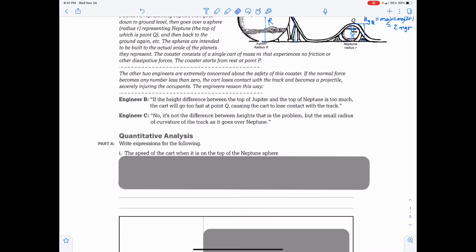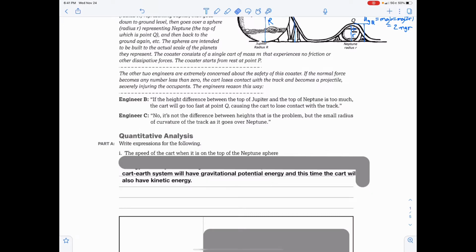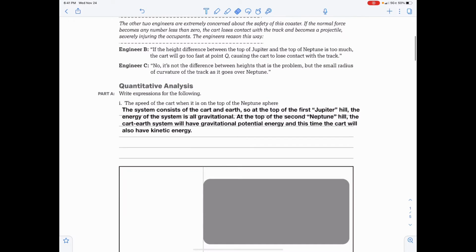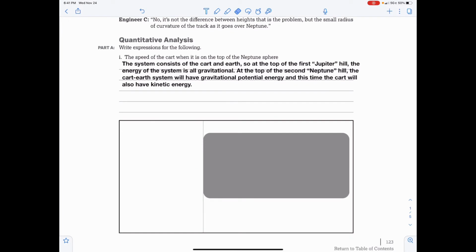So to summarize this, in part A1, the speed of the cart when it's on top of the Neptune sphere, the system consists of the cart and the Earth. So at the top of Jupiter Hill, the energy is just all gravitational potential energy. At the top of the second Neptune Hill, the cart-Earth system will have gravitational potential energy, and this time the cart will also have kinetic energy too. Let's derive the scenario. We're going to write about it over to the right, and we'll derive it over to the left.